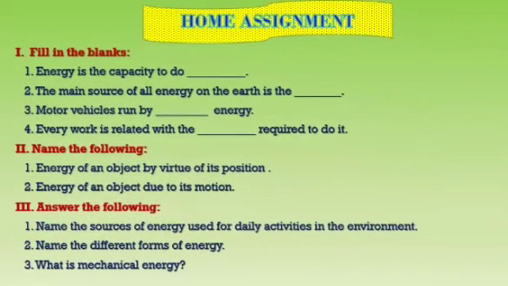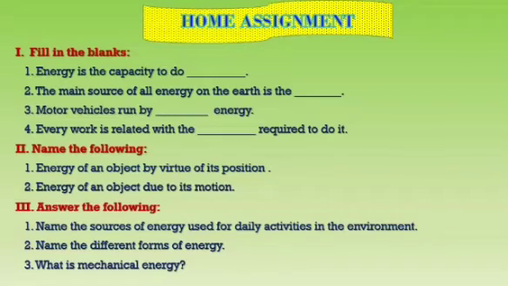Here's an assignment for you children. First main, fill in the blanks. First one, energy is the capacity to do dash. Second one, the main source of all energy on the earth is the dash. Third one, motor vehicles run by dash energy. Fourth one, every work is related with the dash required to do it.